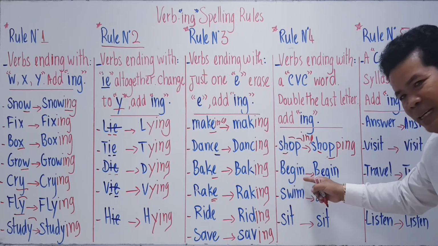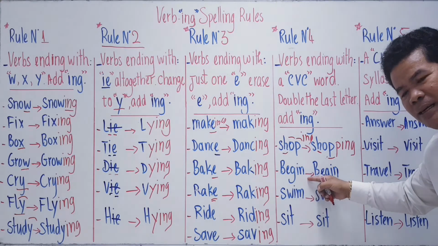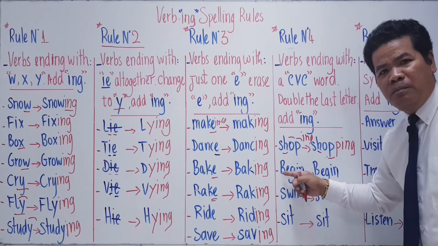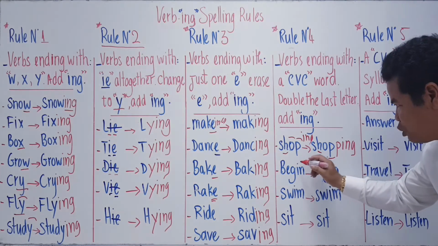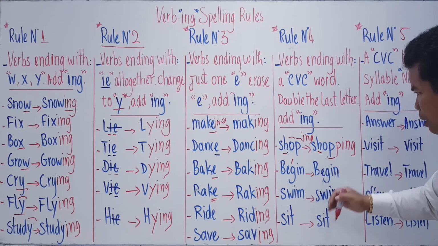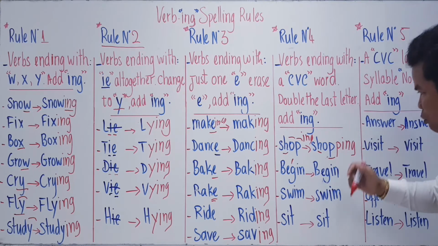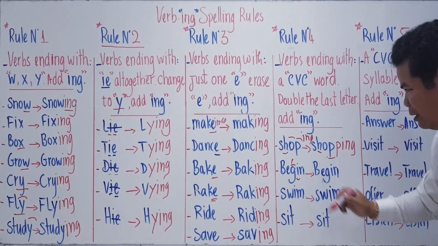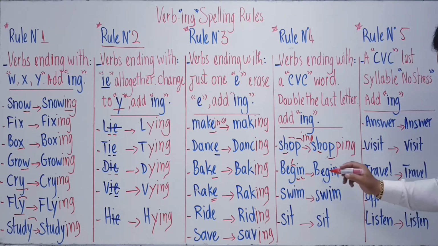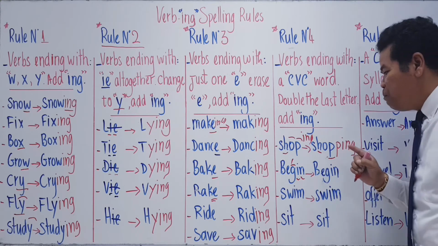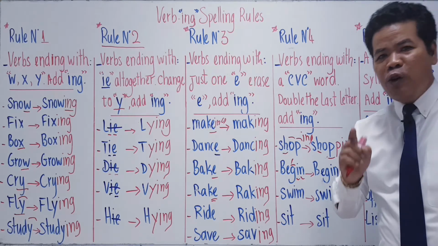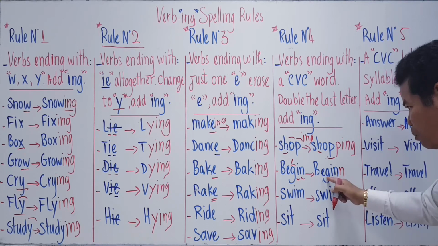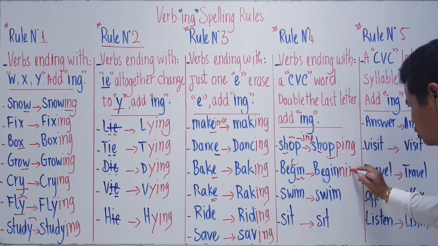Okay, begin. Begin. So stress is on the second syllable. You cannot say begin with stress on the first. So in begin, you stress the second syllable, and then before you add ing, you have to follow the rule again. G is a consonant, I is a vowel, N is a consonant. That's why you cannot add ing to the word begin immediately. So before you add it, you have to double the last consonant, which is N. Not double G, double N and ing.